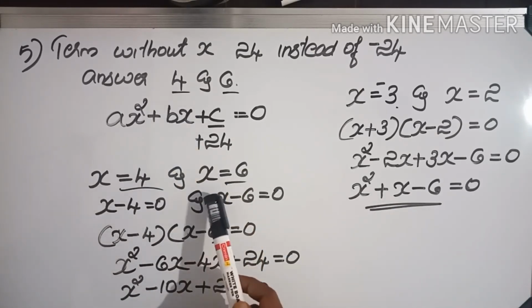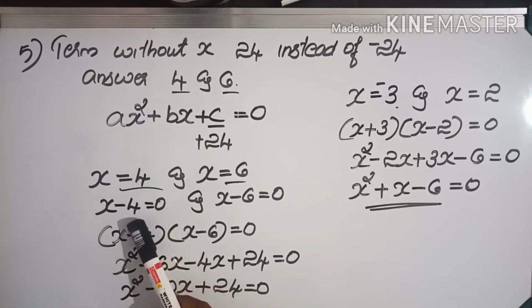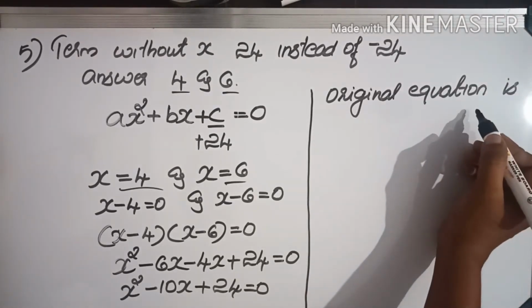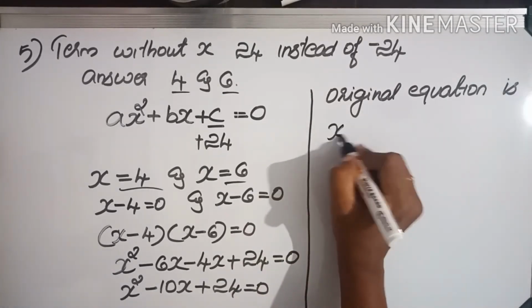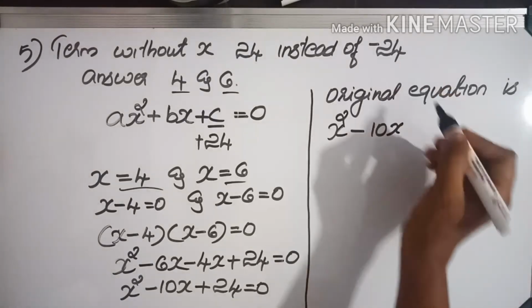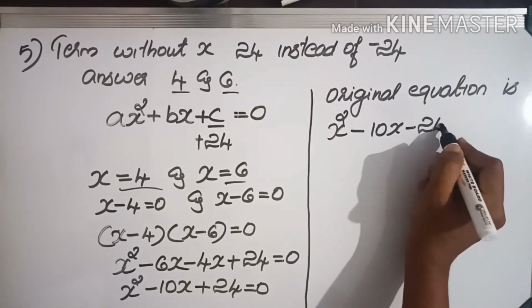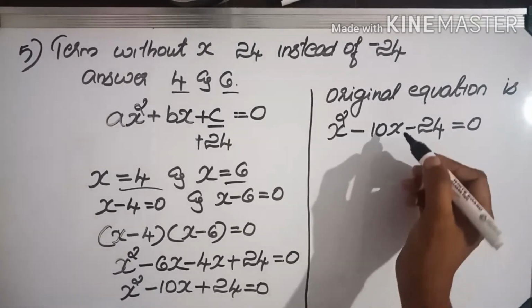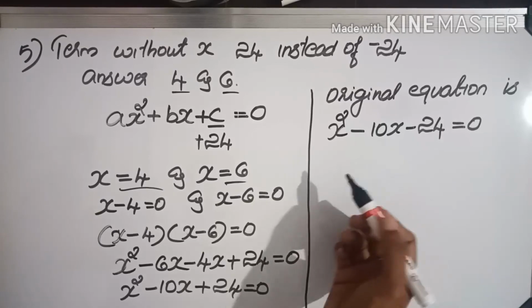x equal to 4 and x equal to 6. So x minus 4 and x minus 6. Just by multiplying these two, we got the equation as x square minus 10x plus 24 equal to 0. Now let's continue the problem. So here this is a wrong equation. We need the original equation, that is the first one, x square minus 10x plus 24, which we need to change as minus 24 equal to 0. This is the correct second degree equation. Now by solving this we have to find the answers.